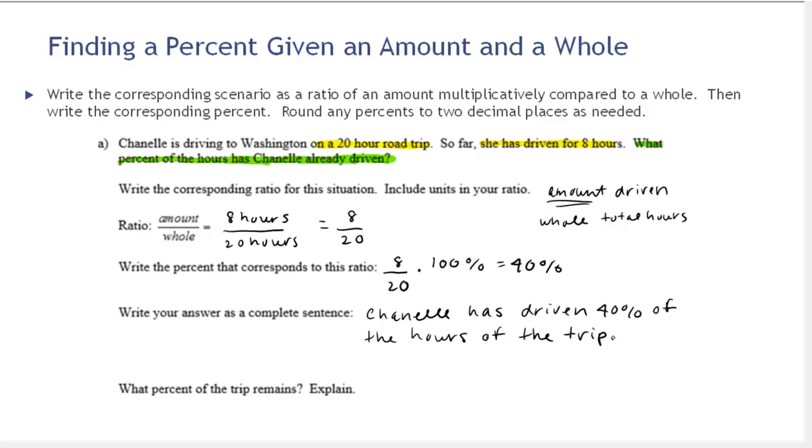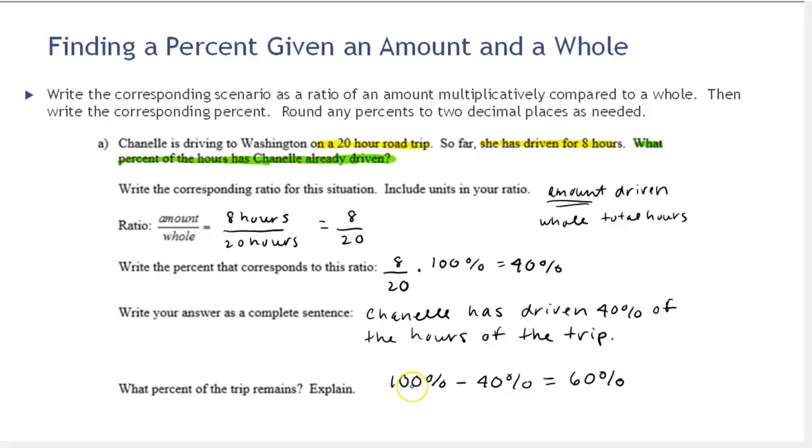Now we're asked, what percent of the trip remains? Explain. Okay, so 20 hours is the total trip. She has another 12 hours to go. And we could find the ratio of 12 to 20 and rewrite that as a percent. But I want you to think of this in terms of 100% is the whole. So if she's driven 40%, that means she needs to drive the entire trip minus what she's already driven, and 100% minus 40% is 60%.